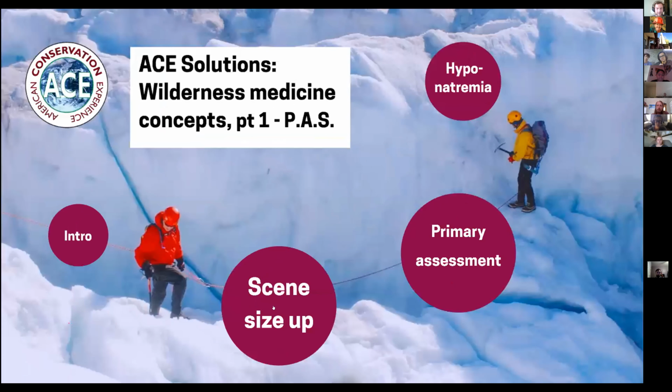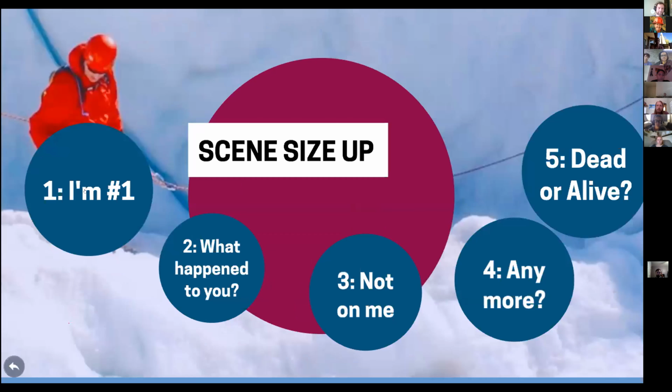So let's get into it. So the scene size up, we have a fun little poem here, a little rhyme to remember it. So 1 is I'm number 1, followed by 2, what happened to you, followed by 3, not on me, 4, are there any more, and then 5, dead or alive. So 1, I'm number 1, what's going on here?